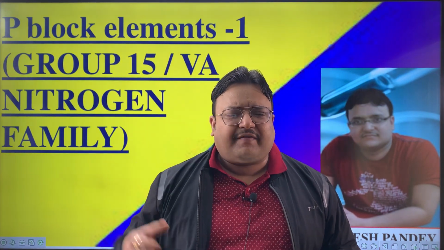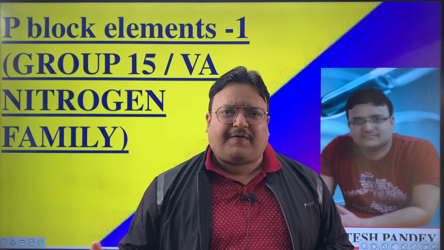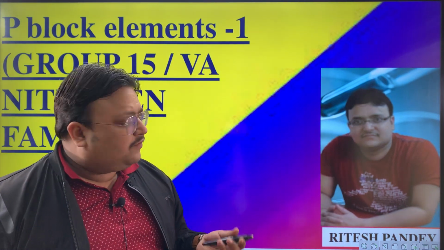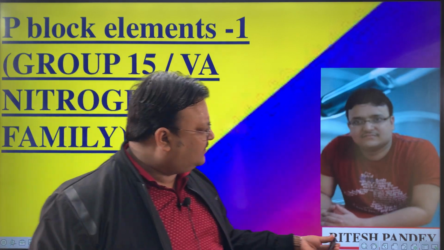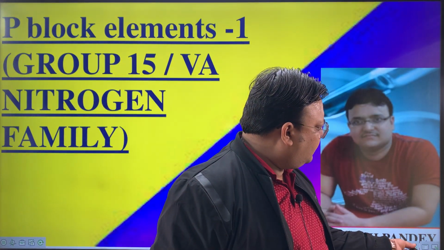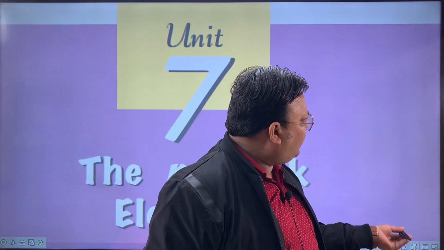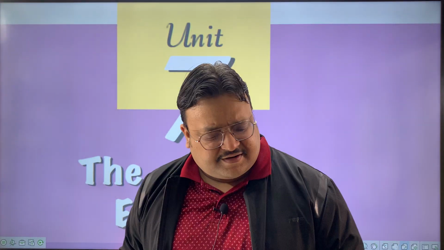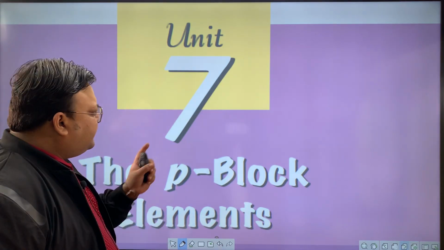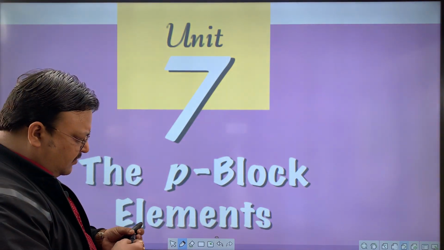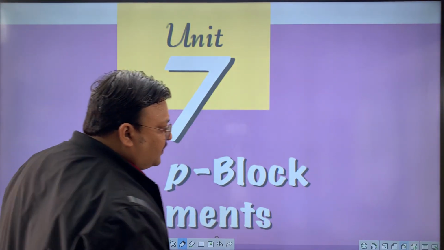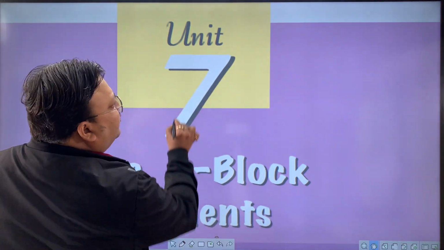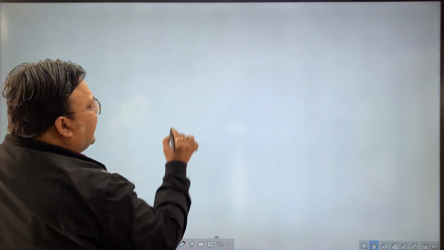You might want to begin with a heading like group 15 or 5A, nitrogen family, and as I told you, we'll want to keep NCERT as the basic text. Right away, this would give you a feel of the NCERT text, and this is unit 7 in NCERT, class 12 part 1, and in the P block elements we are going to begin with the nitrogen family.